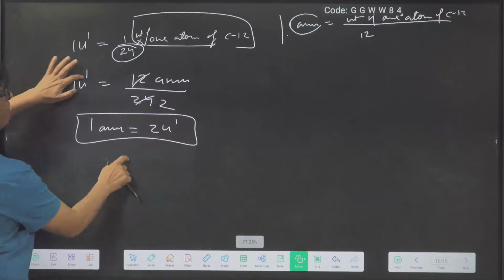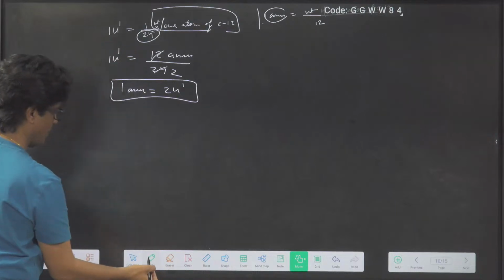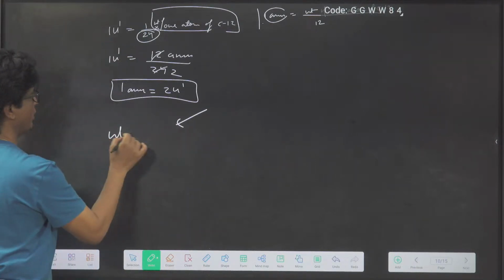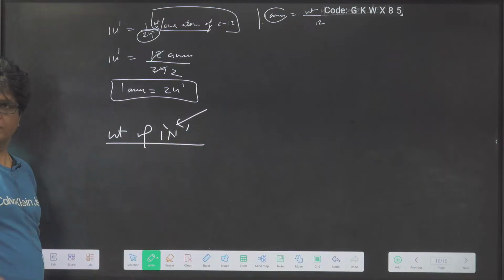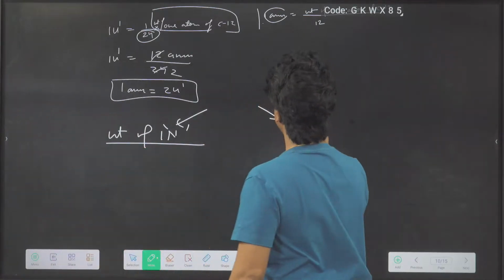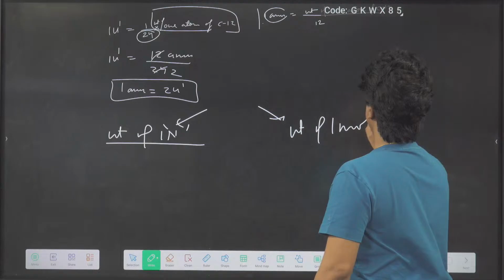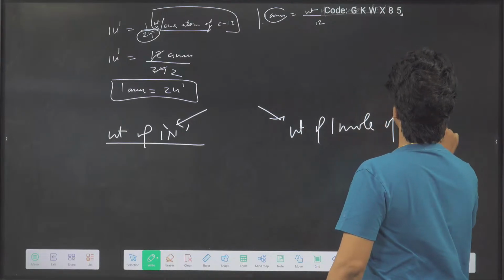Once it is established, now we can go for the weight of 1 nitrogen atom, and over here we'll solve for the weight of 1 mole of nitrogen atom.